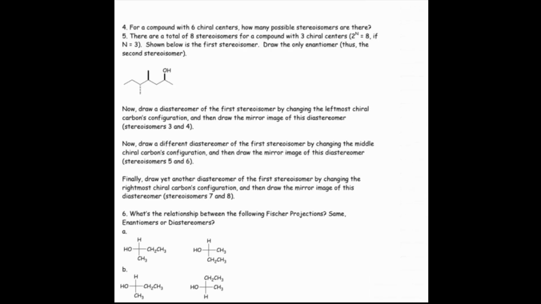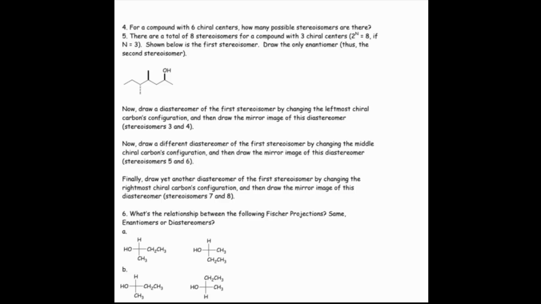Number 4, for a compound with 6 chiral centers, how many possible stereoisomers are there? Well, it's 2 raised to the n, where n is the number of chiral centers. So 2 raised to the 6th, which is 64. There are 64 possible stereoisomers. Now, without knowing what the compound is, we don't know how many of those are meso compounds. So there are a possible 64 stereoisomers for that compound.